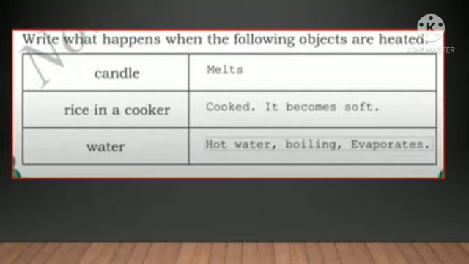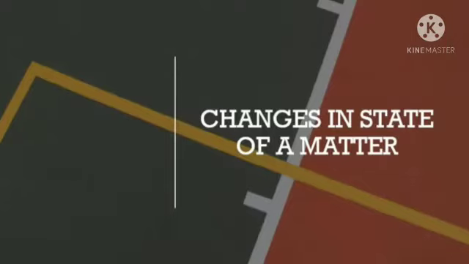On page number 145, what happened to the candle when you heat it? It melts. Rice in a cooker. When you heat the rice in the cooker, what happens? It gets cooked or it becomes soft. Then hot water. It heats the water, starts boiling and starts evaporation. Isn't it?